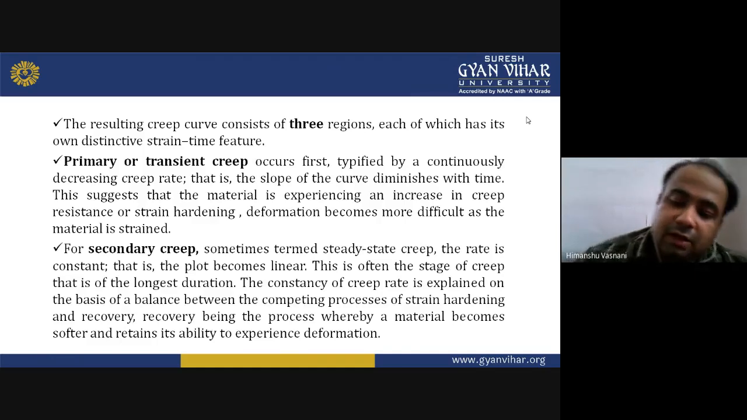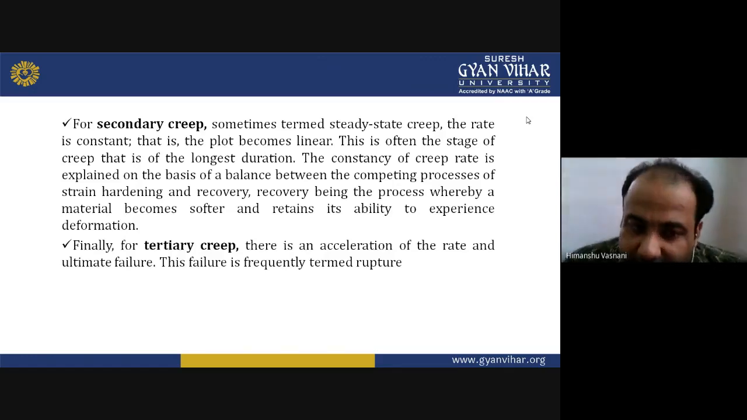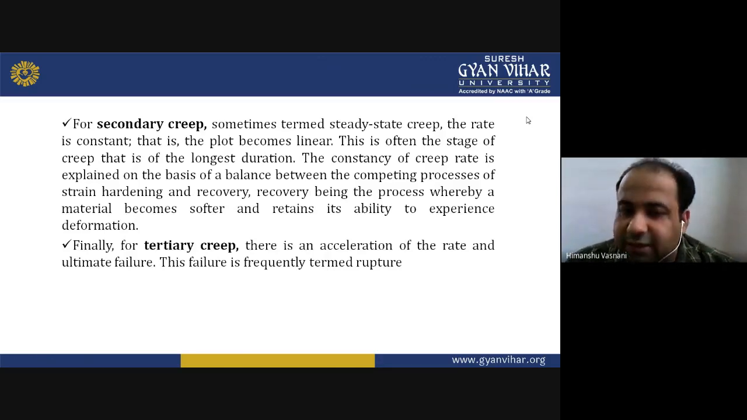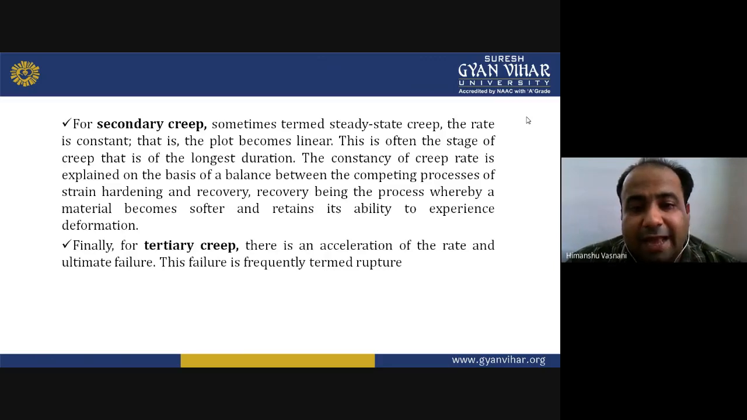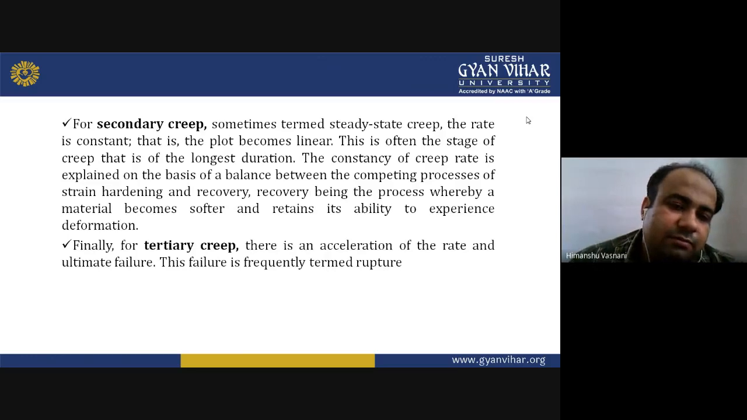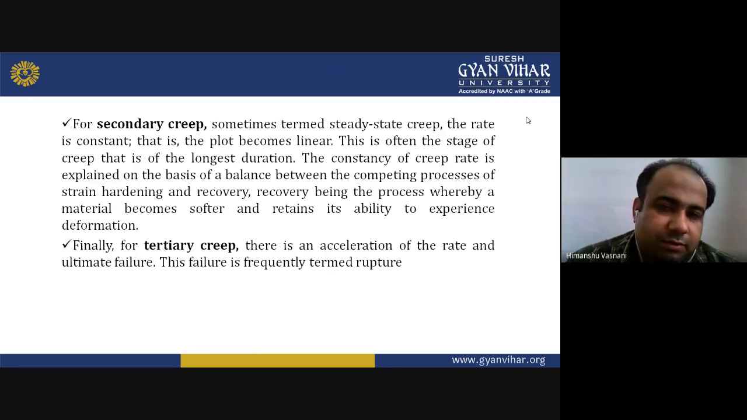Now, after the secondary creep, there is the third stage called tertiary creep. This is the third and final stage, after which the rupture happens. In this, what happens? There is an acceleration of the rate and ultimate failure. This failure is frequently termed rupture.